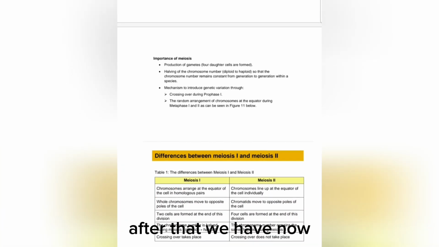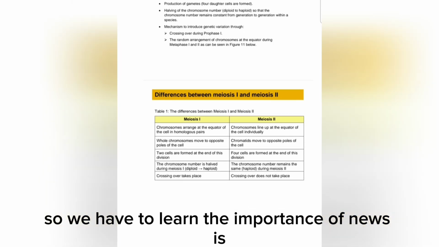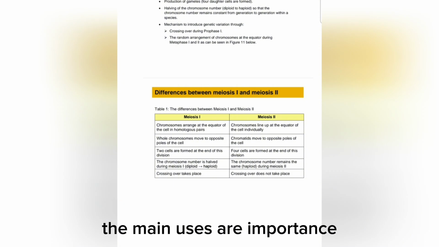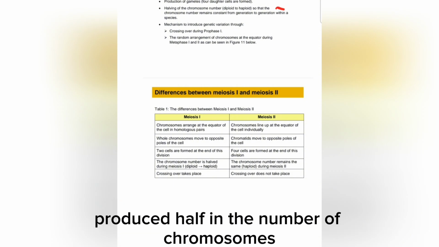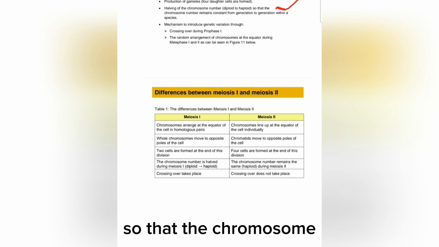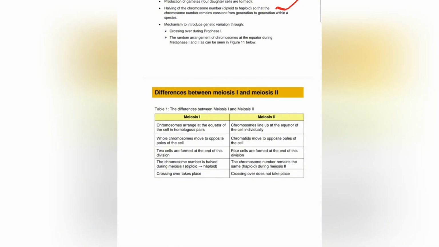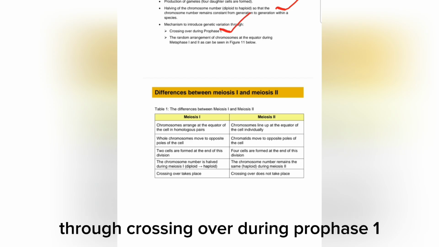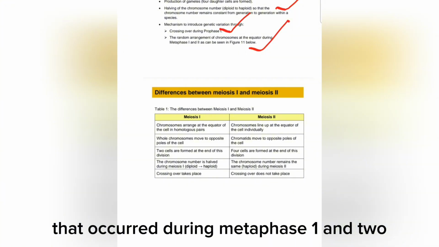After that, we'll be learning about the importance of meiosis. The importance of meiosis is the production of gametes, halving the number of chromosomes from diploid to haploid so that the chromosome number remains constant from generation to generation. The other is a mechanism to introduce genetic variation through crossing over during prophase 1 and random arrangement of chromosomes at the equator during metaphase 1 and 2.